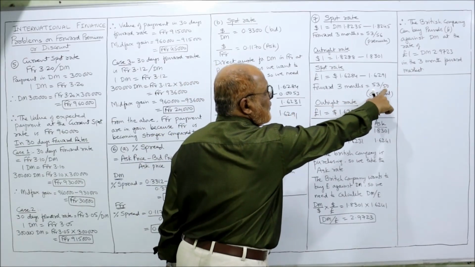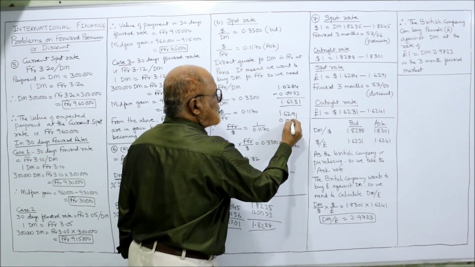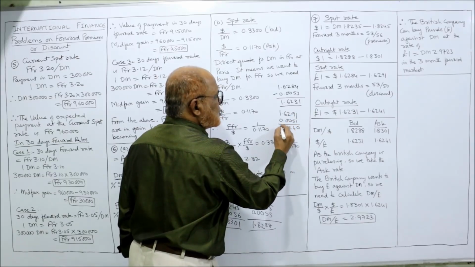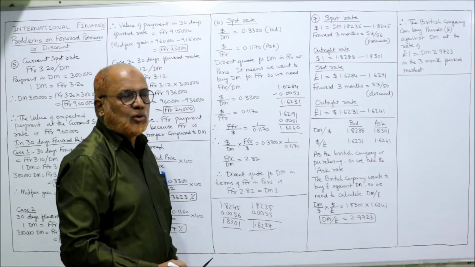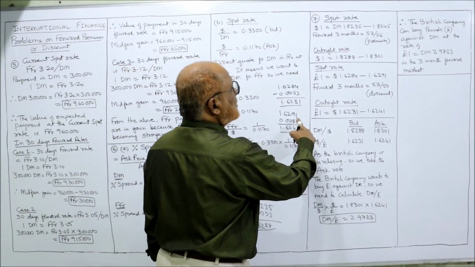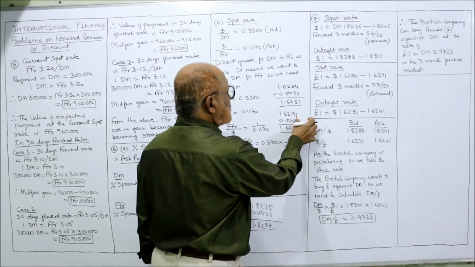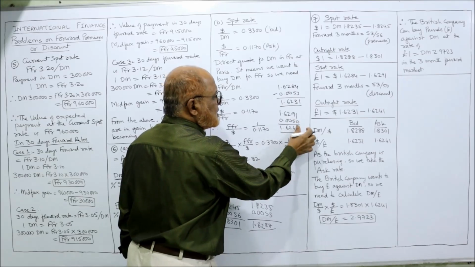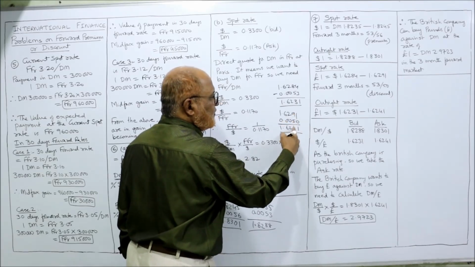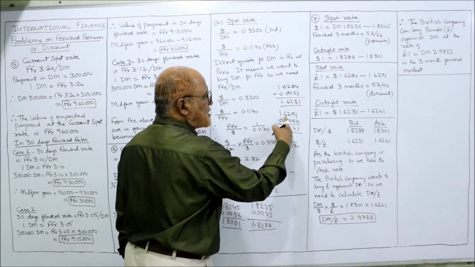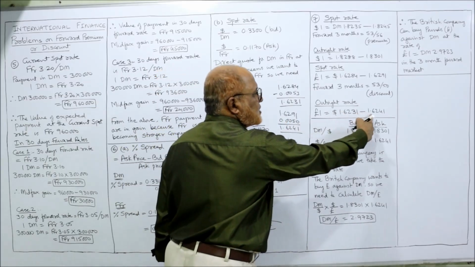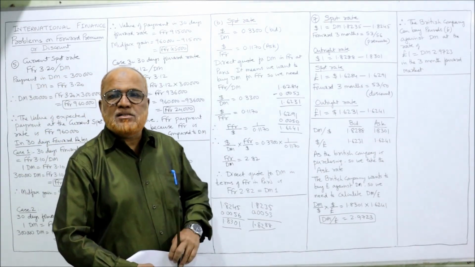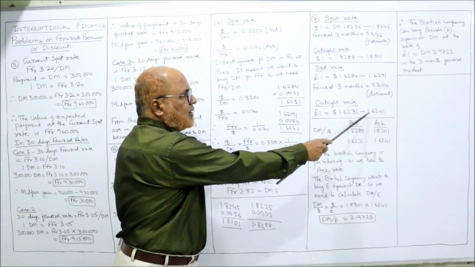Similarly for the ask rate, 1.6291 minus 50. 0.0050. So 1 minus 0 is 1. 9 minus 5, 4. 2 minus 0, 2. 6 minus 0, 6. 1.6241. So we have converted the forward points into forward outright rates.